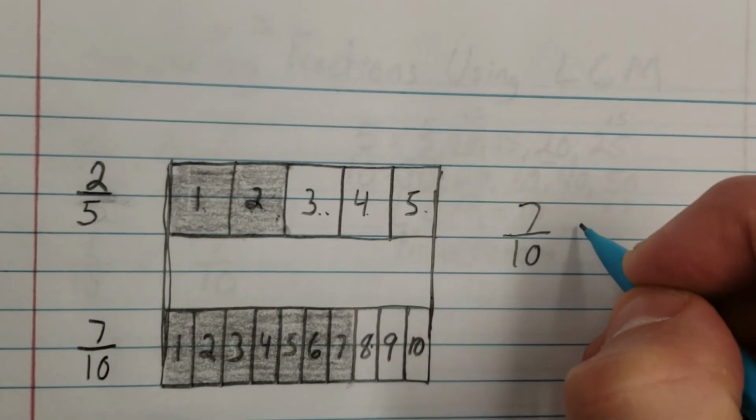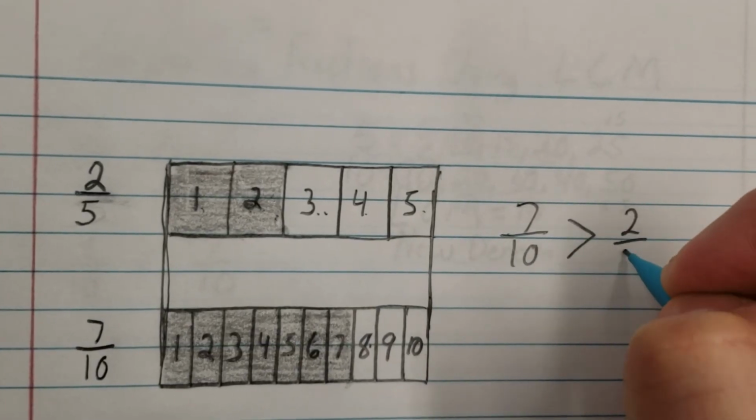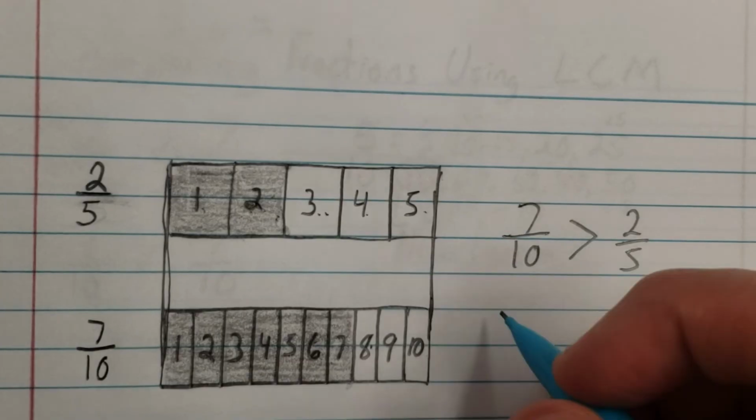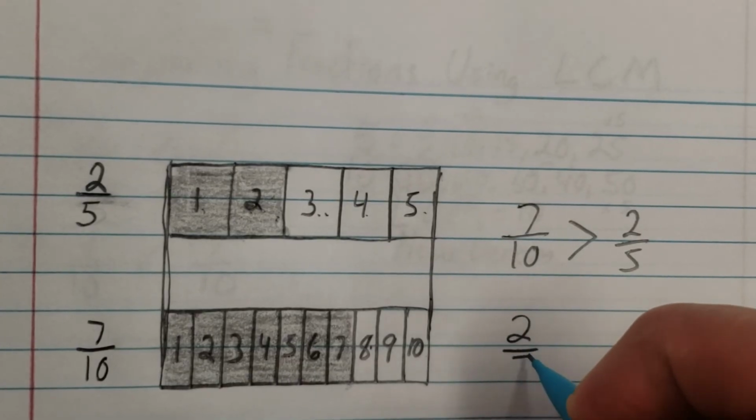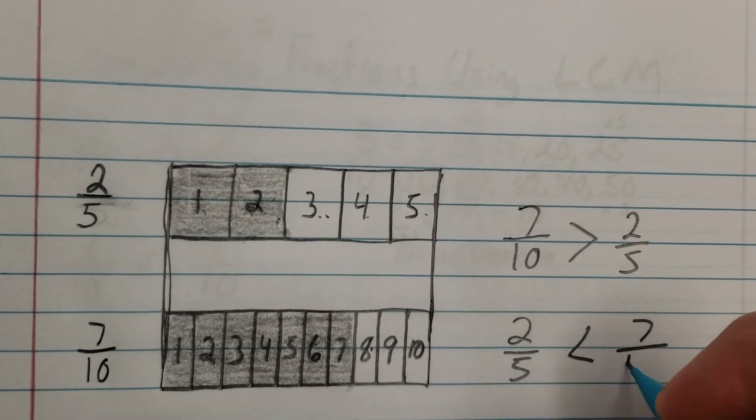That can be written like this. 7/10 is greater than 2/5, or you can say 2/5 is less than 7/10.